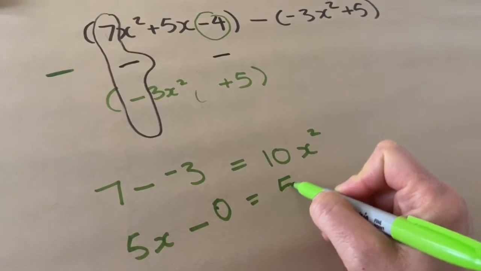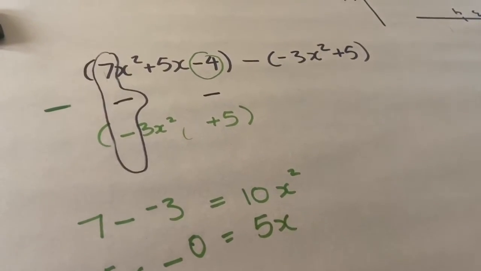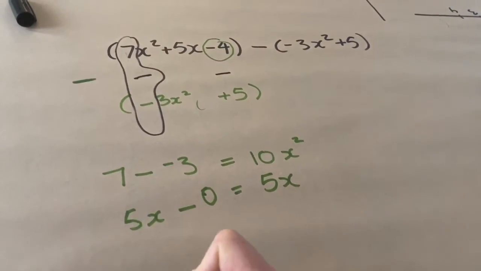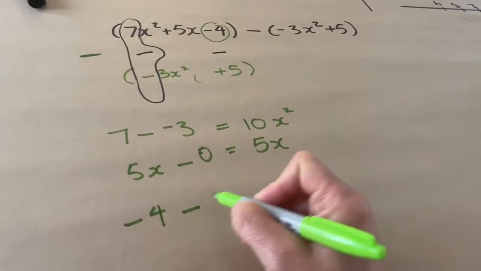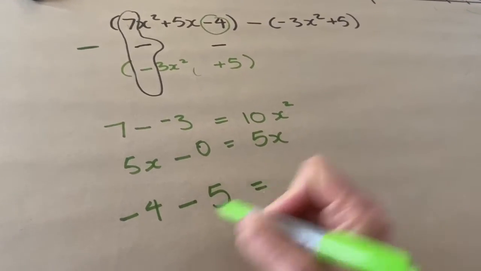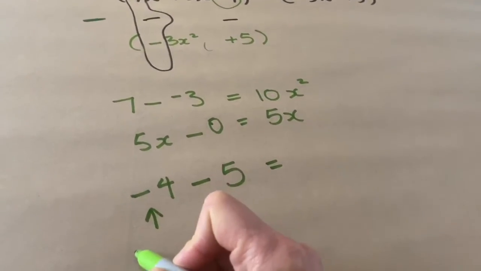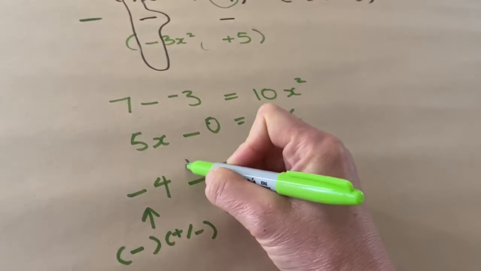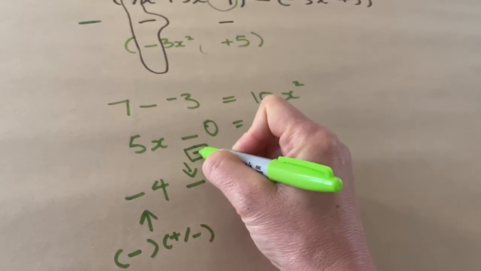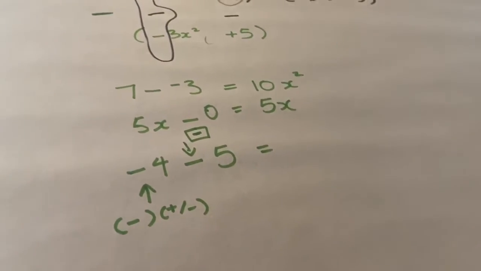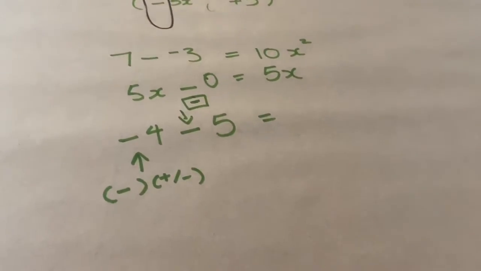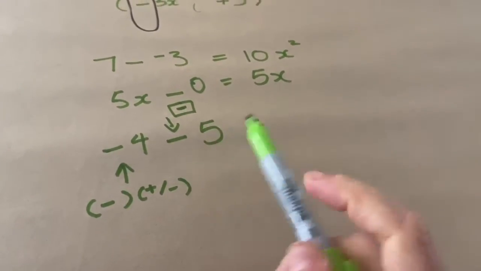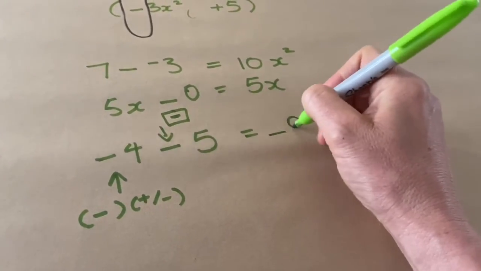So I just get 5x. And then I have negative 4 subtract 5. Remember, the one in the front would be the negative, and the one that's in the middle, this is a subtraction. So if you're using your calculator, you need to use 2 different buttons. Some of us can do integers in our head. Negative 4 subtract 5, that would give you negative 9.